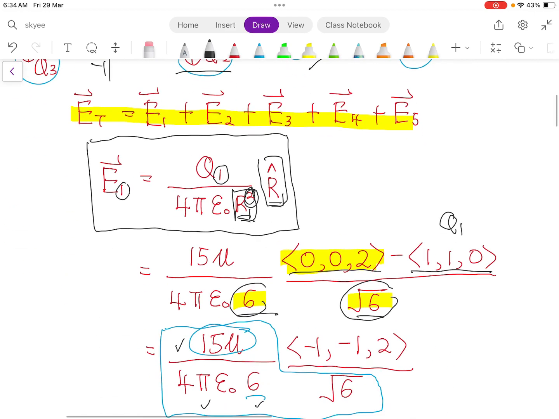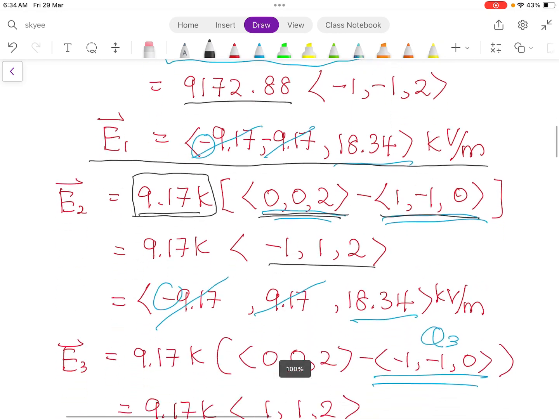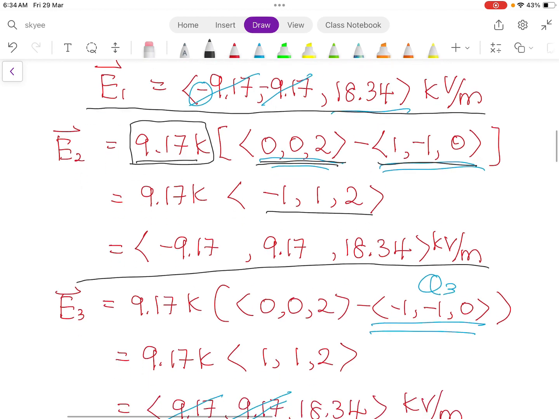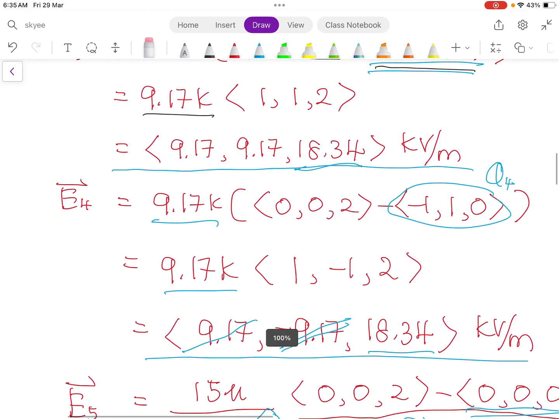Okay, so that's why I just use the values over here that I calculated in E1 and put them here. Then you get the other things. This is the answer for E2. Then you continue for E3. The observation point is over here, and this is the location of Q3. Same thing. Then you get the answer for E3, and then move on to E4.